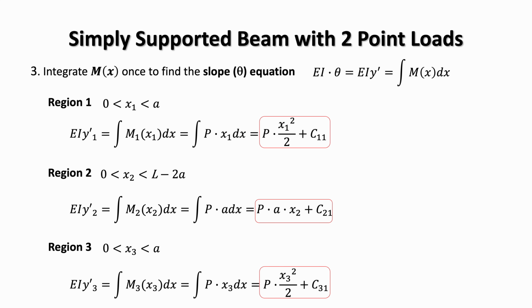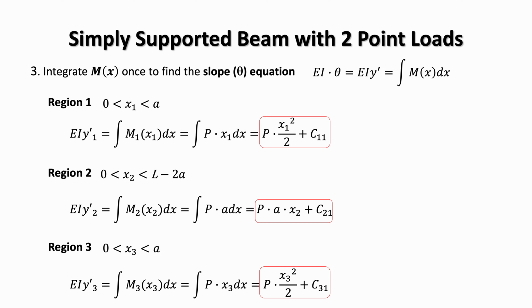We now integrate the bending moment expressions once to obtain the slope or rotation in each region. From beam theory, the governing relationship is that EI theta, or EI y prime, equals the integration of the moment according to dx. The integration is carried out separately in each region using the local coordinate and bending moment expression appropriate to that region. In region 1, for example, for x1 between 0 and a, the bending moment is Px1, and integrating with respect to x1 gives us Px1 squared over 2 plus C11.